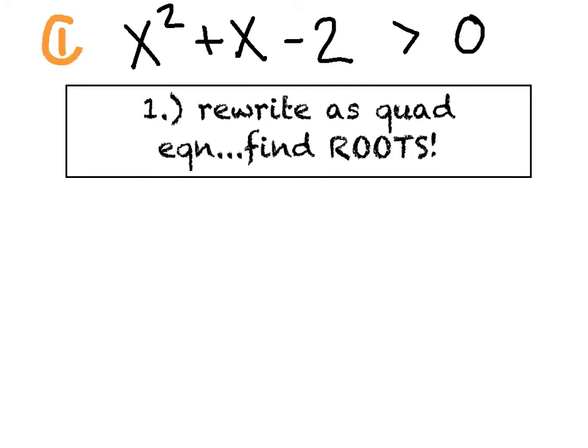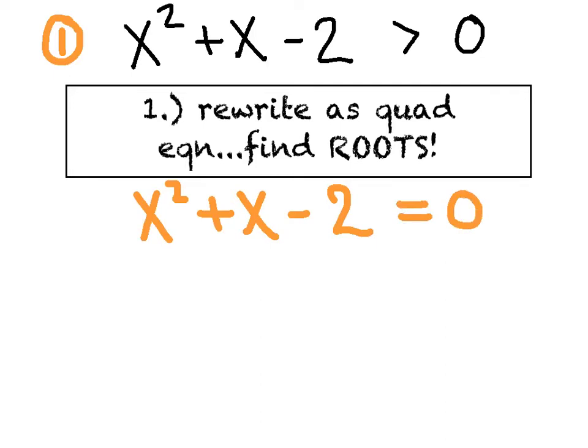For our first example, we're going to try to solve the quadratic inequality x squared plus x minus 2 is greater than 0. Our first step says to rewrite as a quadratic equation, x squared plus x minus 2 now equals 0, and to find the roots.